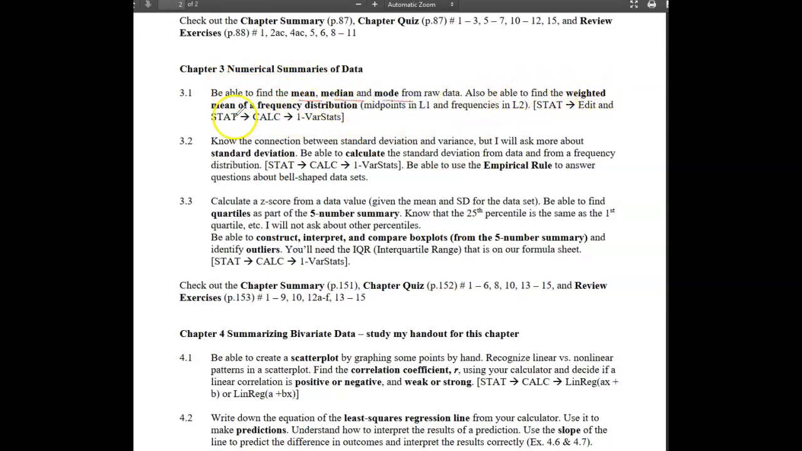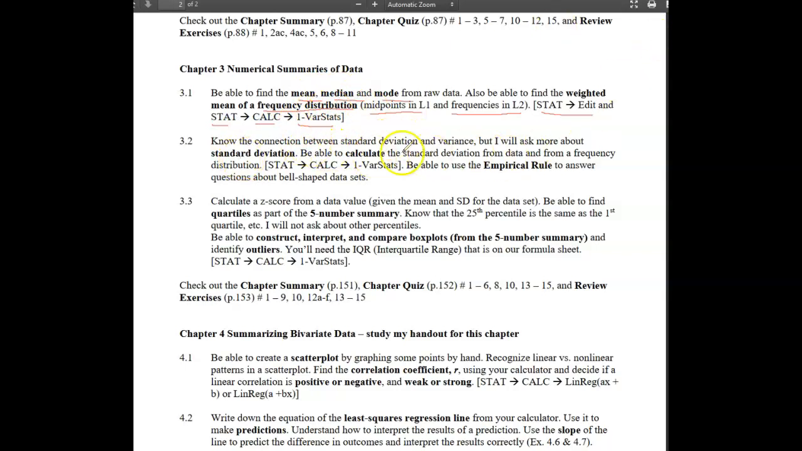Also be able to find the weighted mean of a frequency distribution. And as a reminder, the midpoints are in L1, frequency is in L2. That's for the frequency distribution in particular. And so that's where we went STAT button to the Edit feature to get the numbers into the calculator in the first place, and then STAT over to the CALC menu, and then 1-Var Stats to do these calculations.